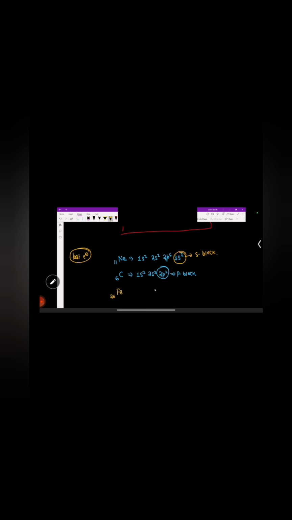Iron is 26. The electronic configuration goes like 1s2, 2s2, 2p6, 3s2, 3p6, 4s2, 3d6. You know, 4s comes before 3d energetically. So this is going to be your order. Now, if you notice, the last electron is actually going into 4s. So you might be thinking that it is an s block element. But if you notice, guys, the 4s may be the highest energy shell, but the last electron is actually going into the 3d subshell.